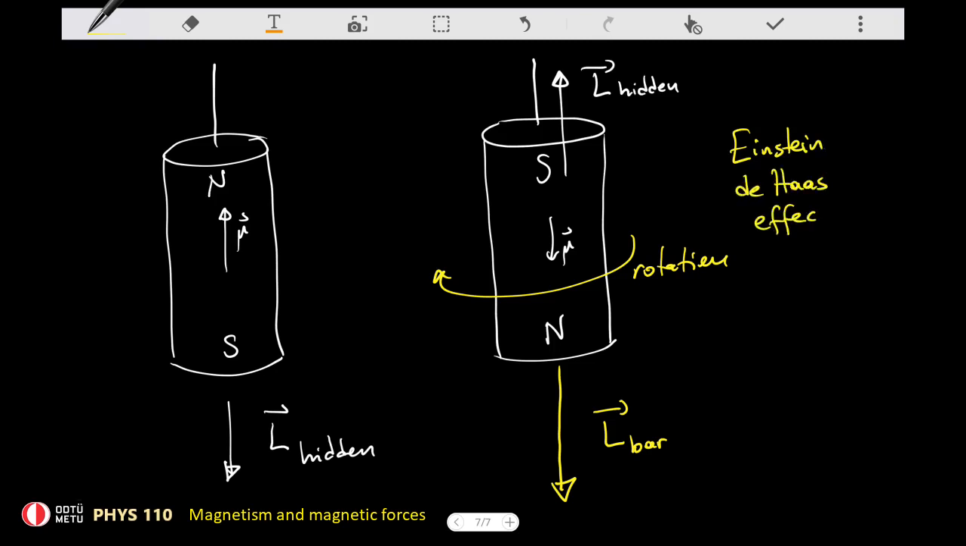It basically tells you that the angular momentum associated with the bar magnet is hidden, but using this kind of experiment, you can make it visible. This change in the direction of the magnetic dipole moment becomes associated with the macroscopic rotation of that bar magnet. So that's a clear indication of the source of the magnetism of macroscopic matter.